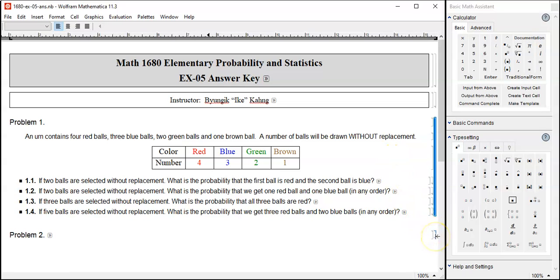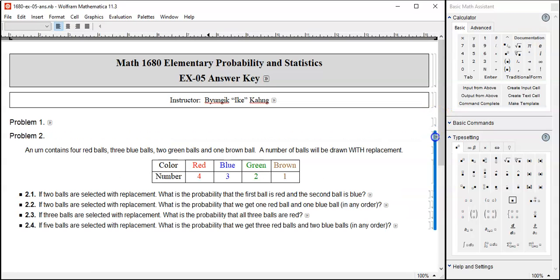Problem number 1 is about without replacement. That is, select a ball and then throw it away so that I have only 9 balls to choose from. And then select another ball and discard it so that now I only have 8 balls to choose from, and continue. Problem 2 is with replacement. So select a ball, record the color, put it back in and reshuffle it. And then when I select again, it's exactly the same as the first draw: 10 balls to choose from with the same color distribution.